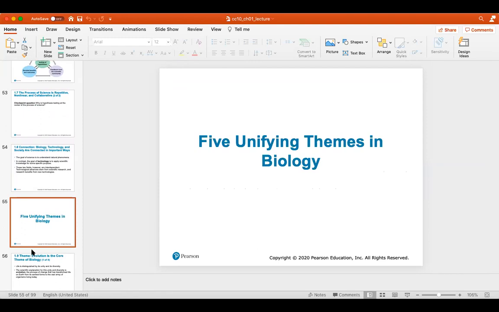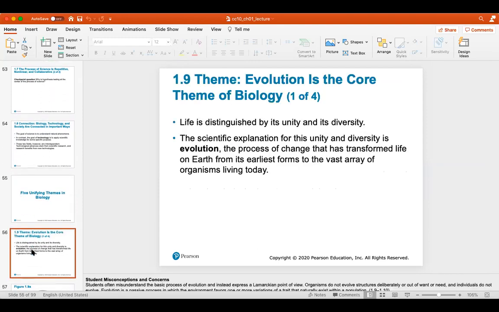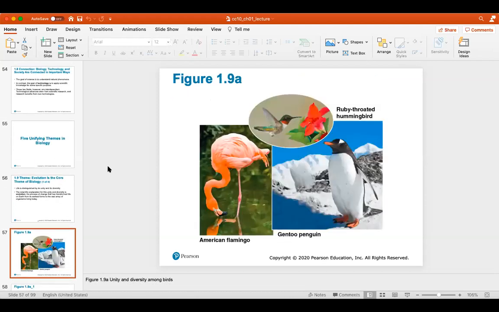Then we'll get into the 5 unified themes in biology. Life is distinguished by its unity and its diversity. The scientific explanation or theory for this unity and diversity is evolution, the process of change that has transformed life on Earth from its earliest forms to the vast array of organisms living today.